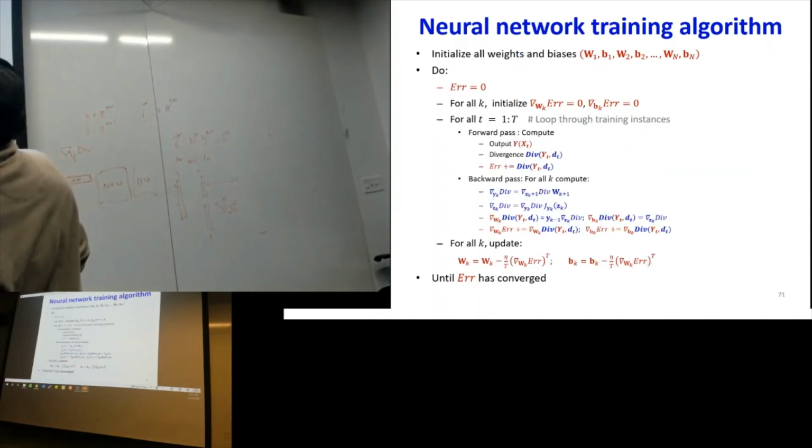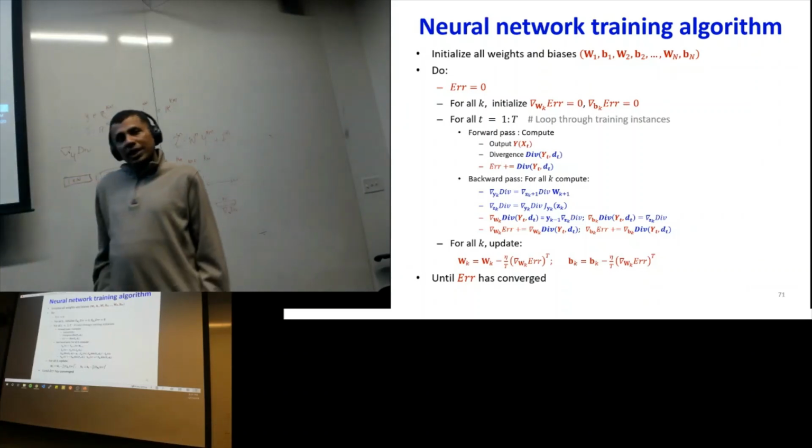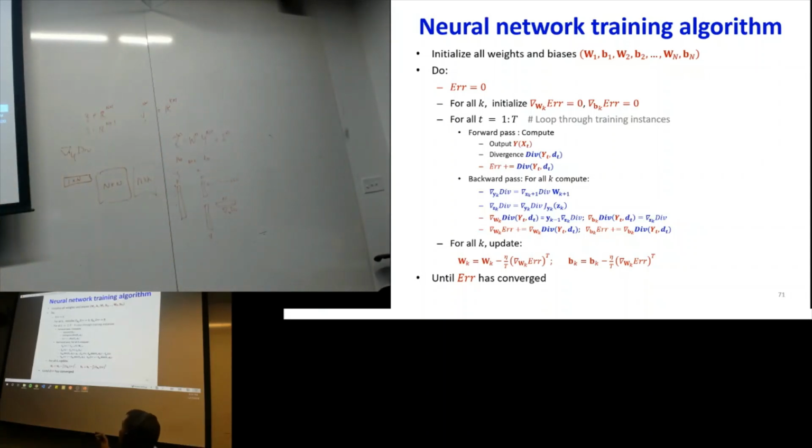So here is the overall training algorithm. You'd initialize all of your weights and biases, initialize all the errors, or the losses, to 0, and all the derivatives to 0 as well. Then you'd go through all of your training instances. For each training instance, you compute the output and the divergence.